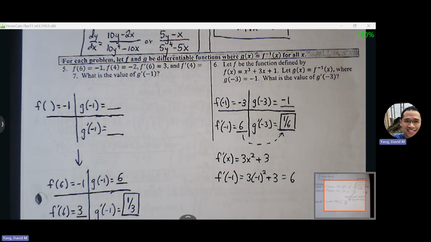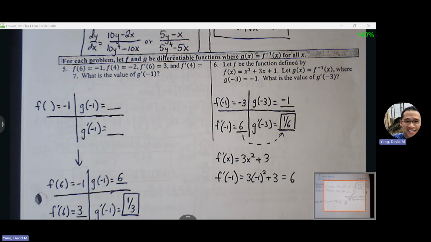I like to build out the relationship this way, where anything that I'm looking for, I'm going to start down here. So in this case, I'm starting with g prime of -1. I don't know what that is yet. I know that -1 is the x value of my g function, which must mean that -1 is the y value of my f function, because f and g are established to be inverses of each other.